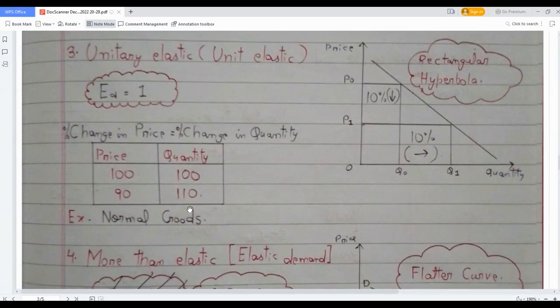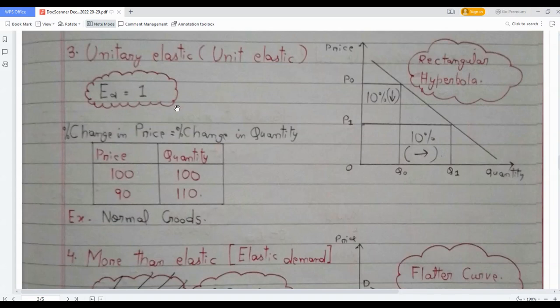Now the third one is unitary elastic, also known as unit elastic. The curve of unit elastic demand is a rectangular hyperbola. First we will discuss what a rectangular hyperbola is. A rectangular hyperbola is a curve in which every rectangle, see this is a rectangle, has an equal area. That is, if we multiply the length and the breadth of any rectangle under this curve, the area of it will be the same. These types of curves are known as rectangular hyperbola.